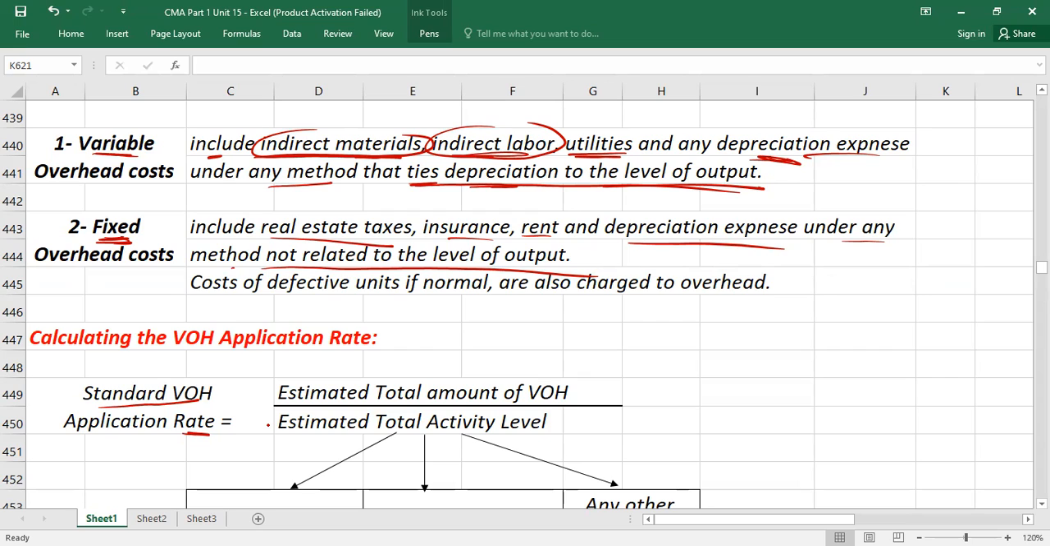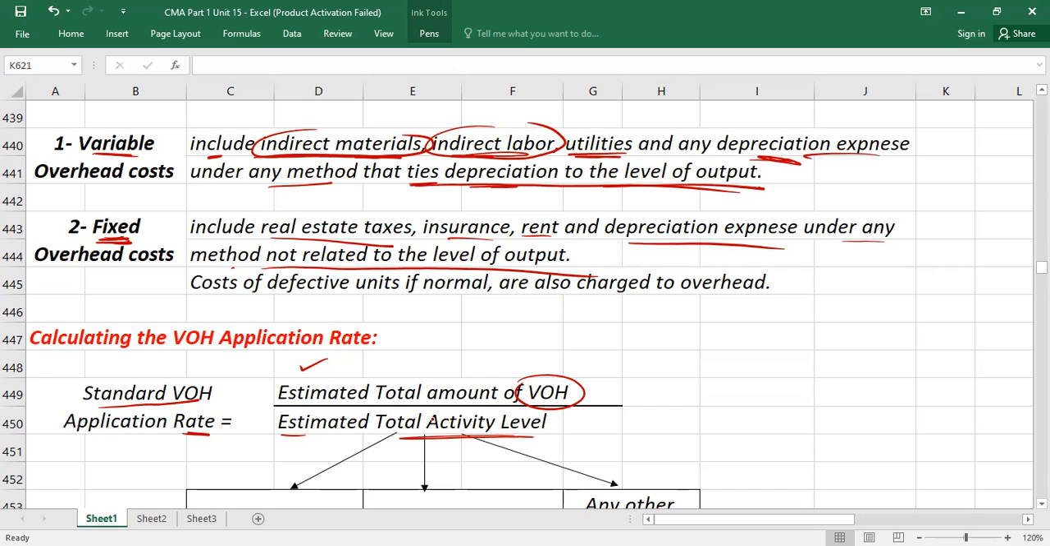And how is this rate calculated? Just remember the formula, because you need to know it. We will always take estimated. Did I say actual? I'm saying estimate because this rate we calculate at the start of the year, so it is based on estimate. We always take the estimated total amount of variable overheads. Don't worry, it will be given in the question. If it is not given, he will tell you the way to calculate it. So we have the total estimated variable overhead amount divided by what?